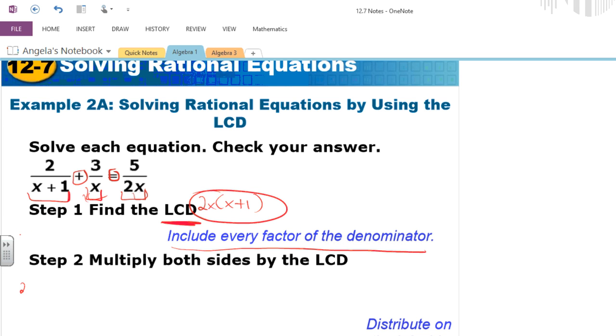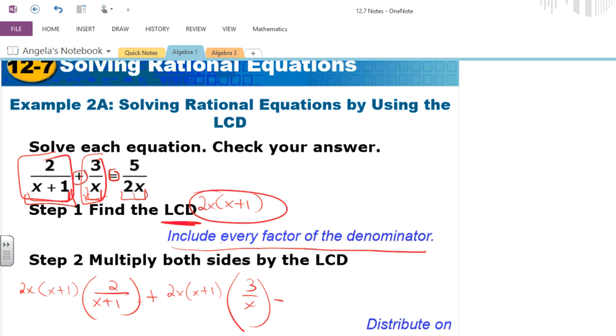So we're going to take 2x times x plus 1 times 2 over x plus 1, because that's this first part, plus 2x times x plus 1 times 3 over x. So we're multiplying it by each part, equals 2x times x plus 1 times 5 over 2x. The reason we're doing this, you guys, that we're multiplying every part by the least common denominator, is we're getting rid of our denominators, so we don't have to have them, so that makes things a lot simpler.